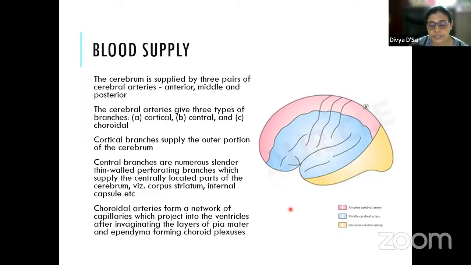Then we have central branches. Central branches are very thin-walled perforating branches which supply all the centrally located parts like the corpus striatum, internal capsule, etc. Then we have the third group, the choroidal arteries, which form a network of capillaries and are present in relation to the cavities of the different parts of the brain. That cavity forms the ventricle. So they project into the ventricles after invaginating the layers of pia mater and the ependyma, and they form the choroid plexus.